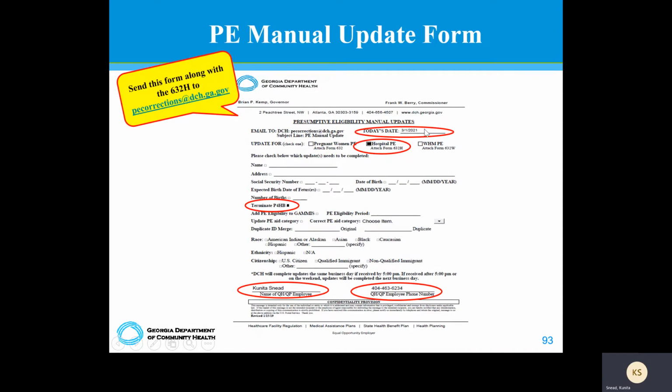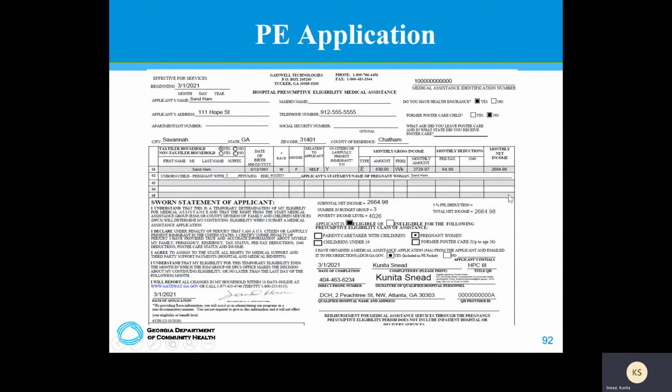So you're going to put the date, and that was March 1st. Always check the middle box that says hospital PE. And the only thing we need to let DCH know is to terminate the P4HB. So you're going to check this box where it says terminate P4HB, print your name and your telephone number. Send this form along with the application that we just did.